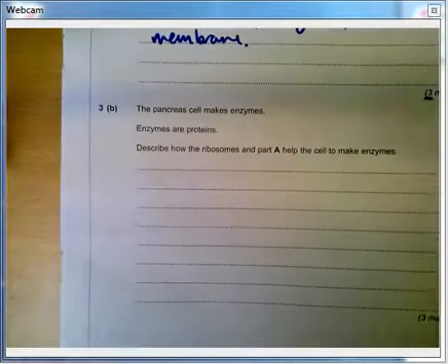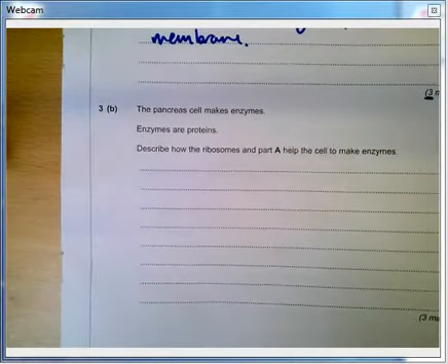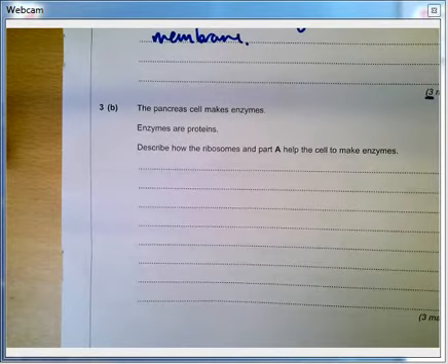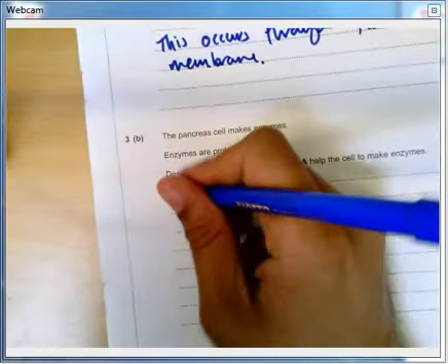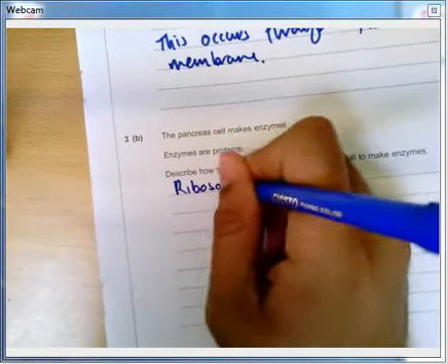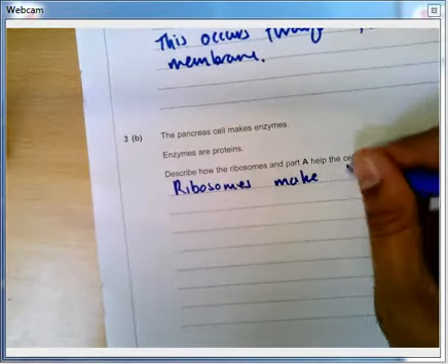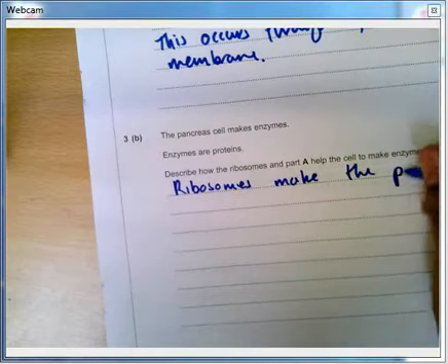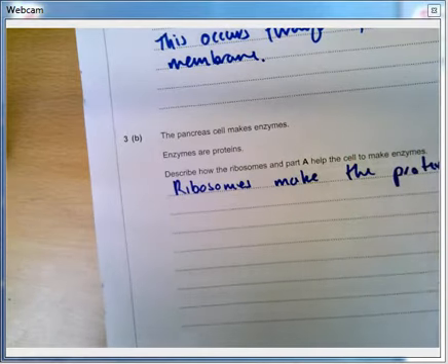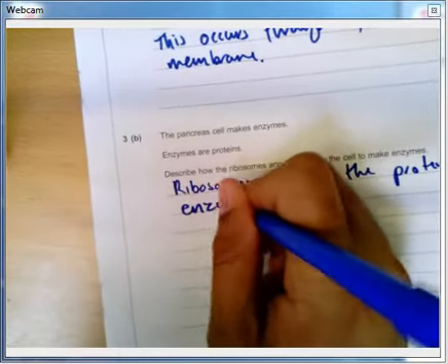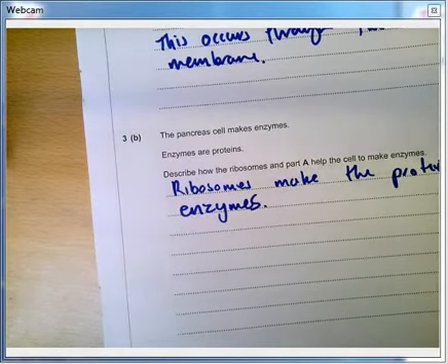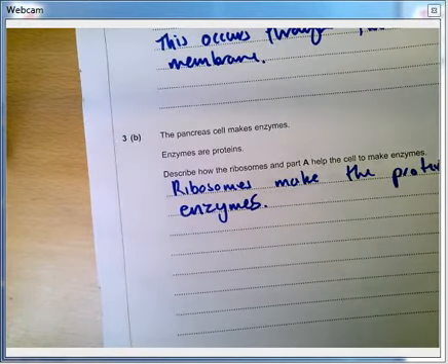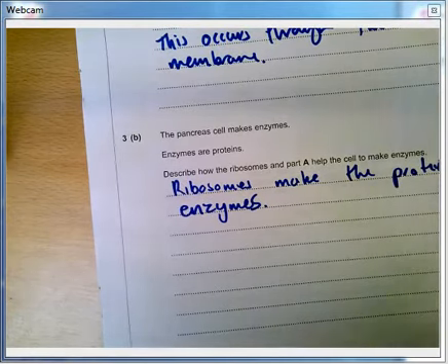The pancreas cell makes enzymes. Enzymes are proteins. Describe how ribosomes and part A help cells to make enzymes. Okay, so remember, ribosomes actually make the enzymes or the proteins. Remember, they do this using amino acids. Part A, or the mitochondria, create the energy for this, or provide the energy for this process.